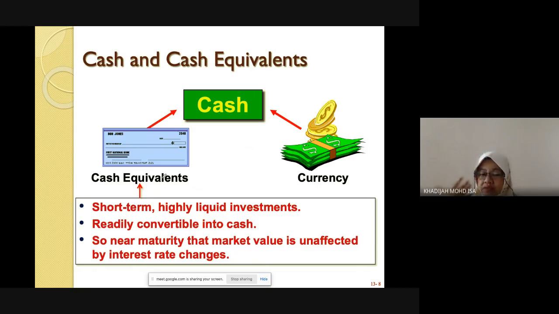So it's very liquid, but it's not as liquid as the cash itself. You still have to bring it to the bank in order to exchange the check for cash. Yeah, it's convertible.